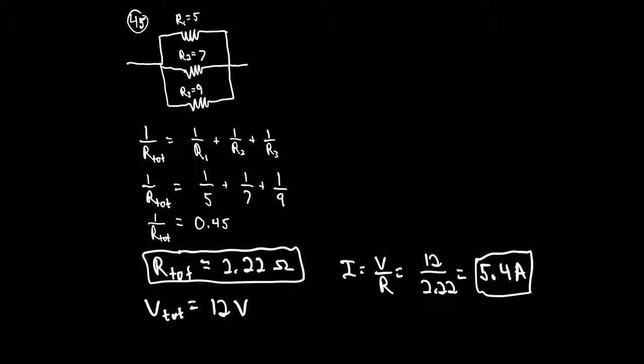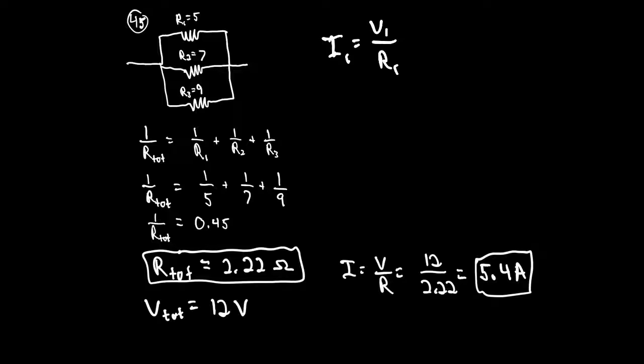Usually. Not always. Okay, part C. What is the current in each resistor? How do I find the current in each one of these? You do an I individually. So if I want I1, it is V1 over R1. What's V1? Still 12 volts. Why? That voltage is going through each of them.